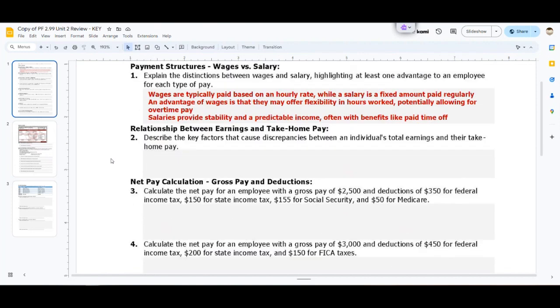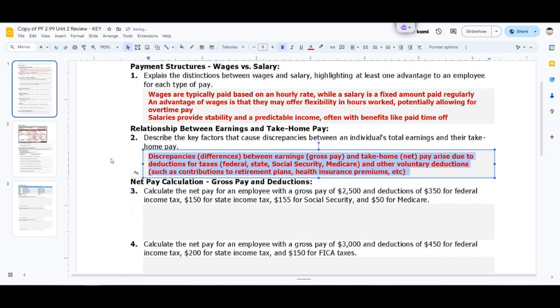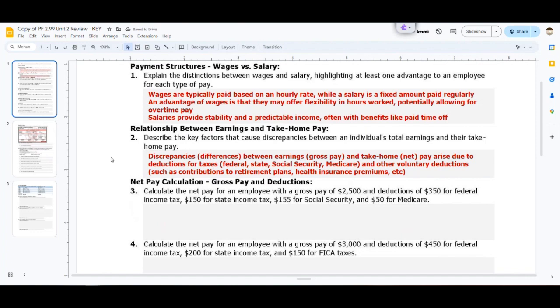All right. Number 2, describe key factors and discrepancies between total earnings and take-home pay. So discrepancies just means differences. In other words, it's asking why would there be a difference between what you earn and what you are actually paid in terms of your net wage or your net salary. Those differences arise because of our deductions. The amount that we earn, our gross pay, is going to be higher than what we actually receive in terms of a paycheck or a deposit because some of our earnings get deducted out.